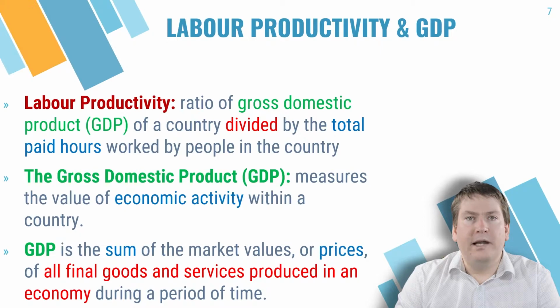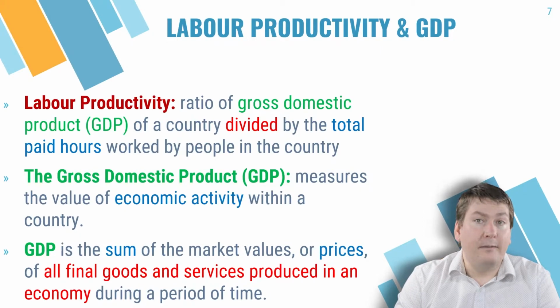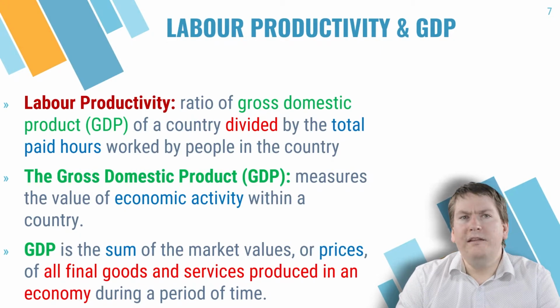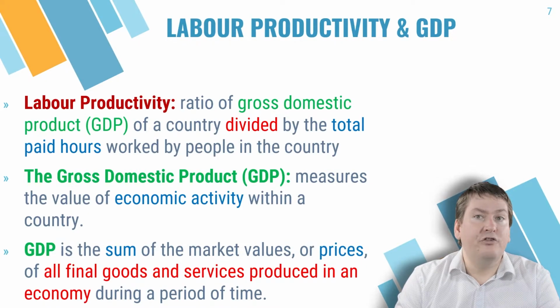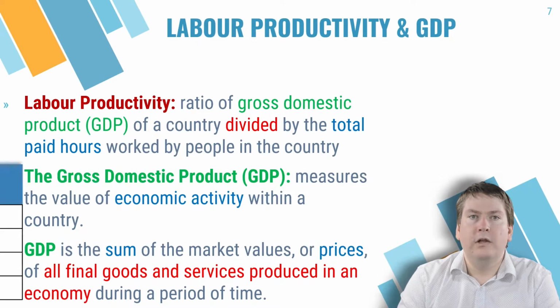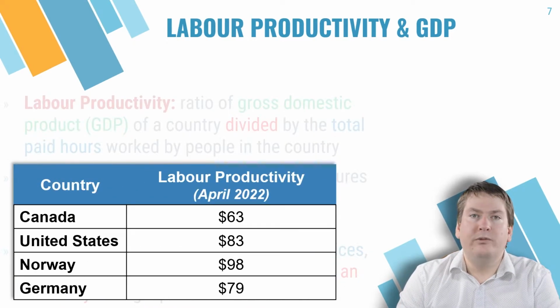So with all of that in mind, let's take a look again at labor productivity. What this is saying is that the labor productivity is the GDP of a country, that is the value of all goods and services, divided by the total number of hours worked by all people that are working in that country. For Canada, in April 2022, this came out to about $63 per person, while the United States was at about $83 per person, Norway $98, and Germany $79.